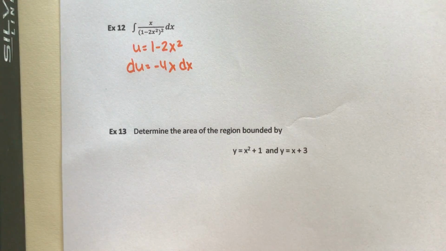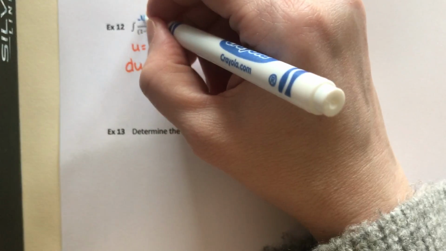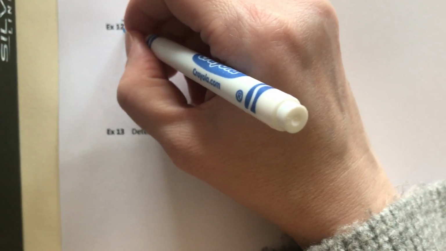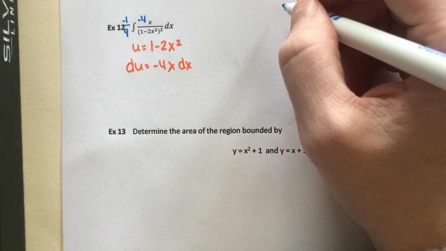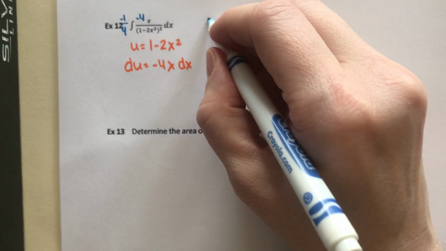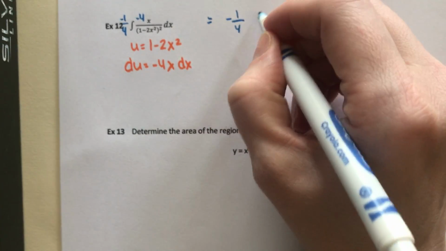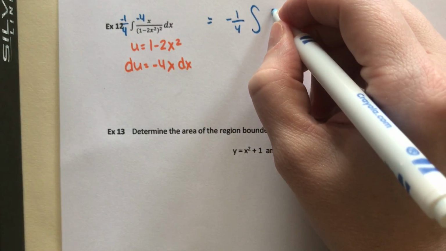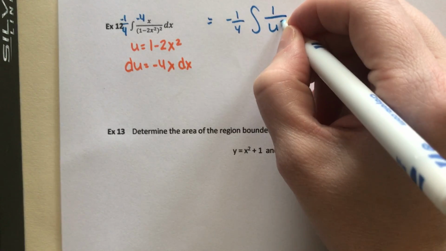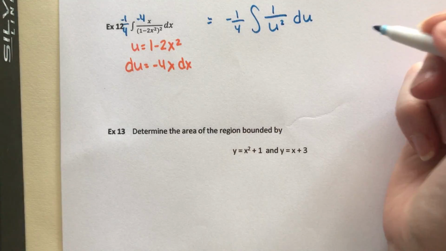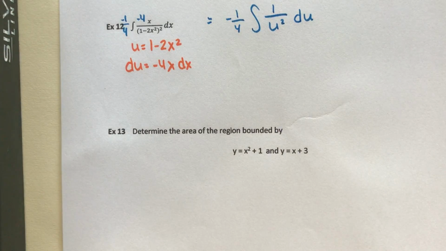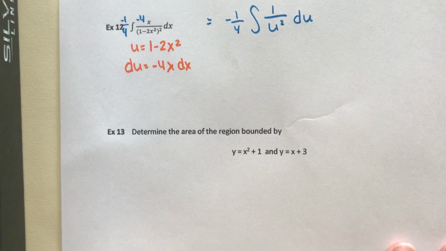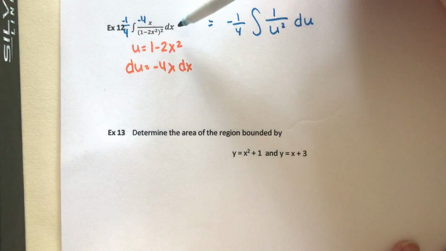Okay, so I need a negative 4x. I don't have that, so I'm going to add 1 in. That means I've got to take out a negative 1/4. So rewriting this, I've got negative 1/4, the integral, 1 over u squared du. If you want to pause it right there to understand that or take another look at that, go ahead. But negative 4x dx is du.